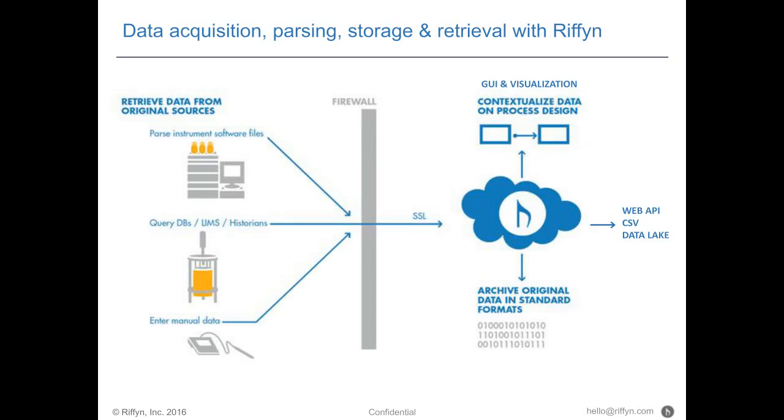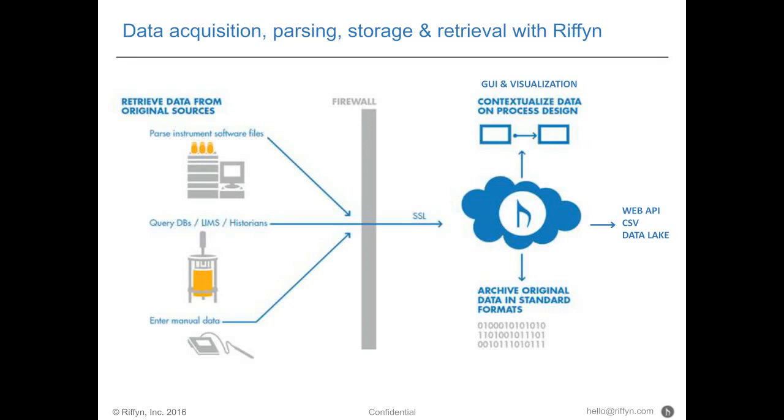where the different data streams and the different variables in those data files are attached to the process design, to each property in the process, and contextualized on the fly so that you know what that data means as soon as it's collected. The raw data files are also archived, and then all that data can be accessed through Riffyn or through programmatic means, including a RESTful web API, CSV exports, which are ready for analysis in R or Spotfire or JMP or any common analytical program, or streaming into data lakes.